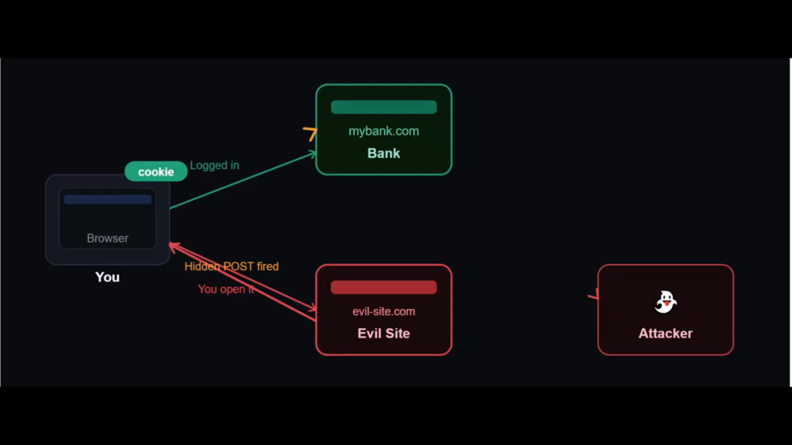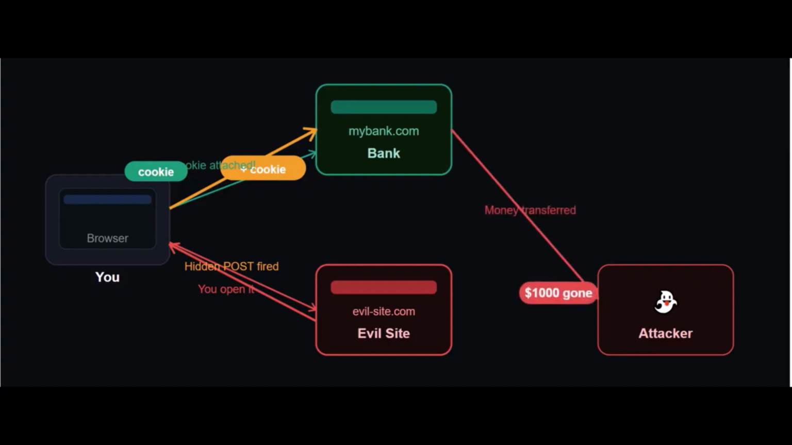Now the browser automatically attaches your bank cookie. It automatically adds your session cookie which was generated previously. Now the bank, meaning the server, thinks that you sent this request. Finally the bank transfers money to the attacker's account. Now the attack is done. The bank received a valid request with a valid cookie. So that's the reason the bank transferred $1000 to the attacker's account.